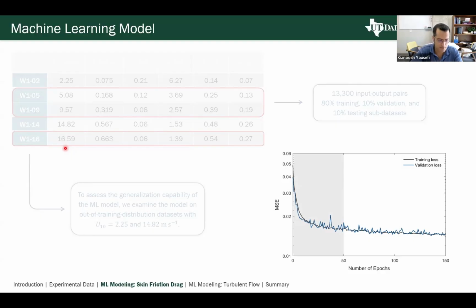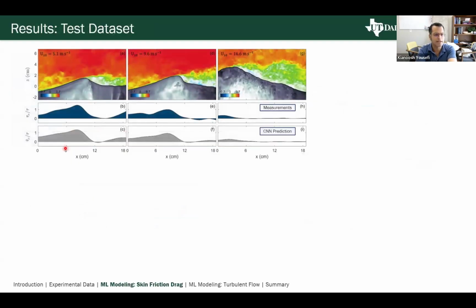The results that we got were really interesting as well. Let's look at some visualizations that can help us understand how the machine learning can predict this skin friction drag. Here I'm showing an example of the test data for each experimental case that we used for the training.